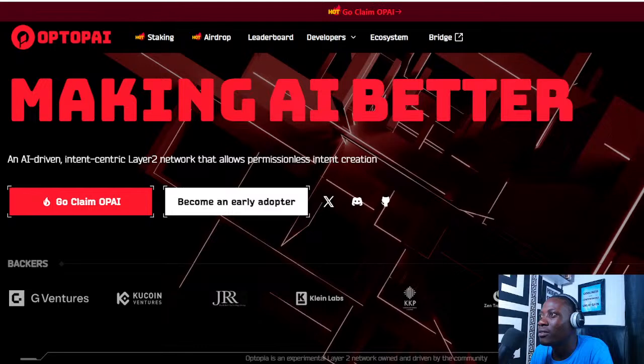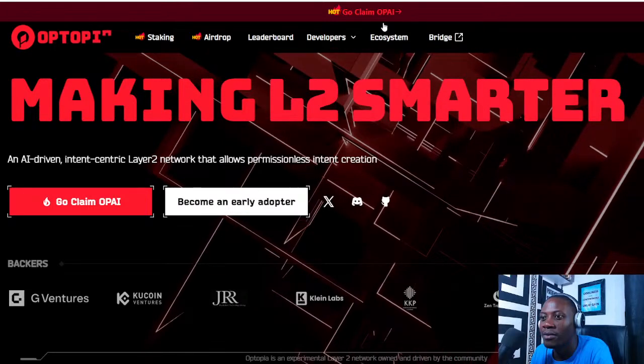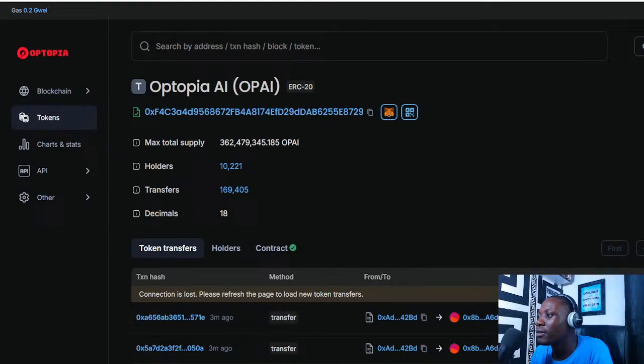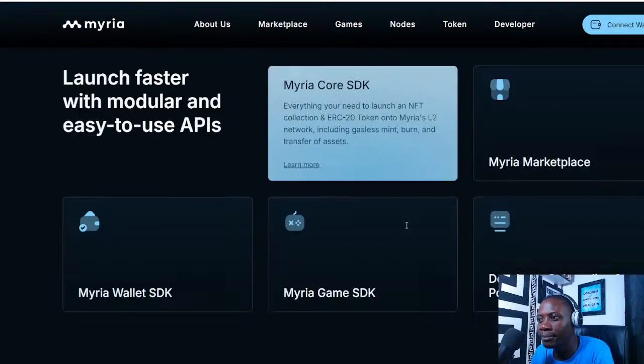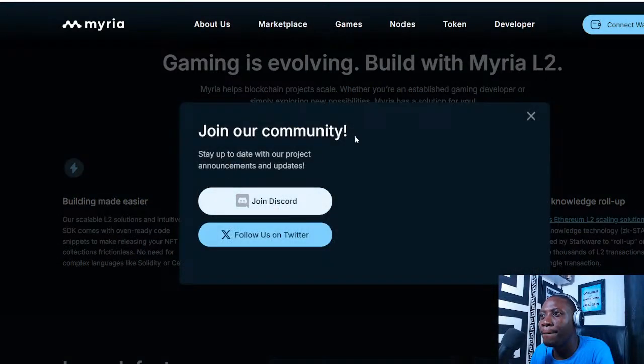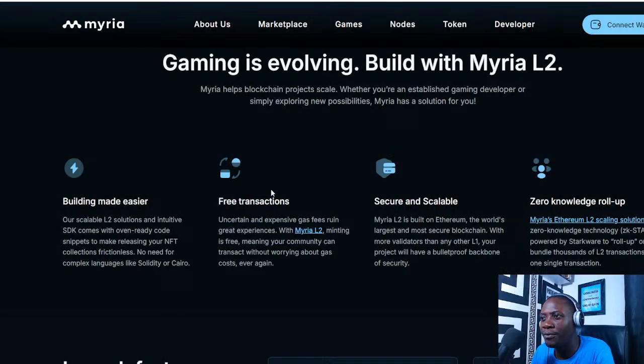I think that's all. So I think that's it. Let me check the airdrop of this token. I'm going to be checking that later on. So I think this is Miria. Okay, kind of appealing. I don't know what exactly it is. Building made easier, free transactions, secure and scalable, zero knowledge rollup. Our scalable L2 solutions, intuitive SDK comes with open-ready code. Nice. So people could actually build on Miria, I think.